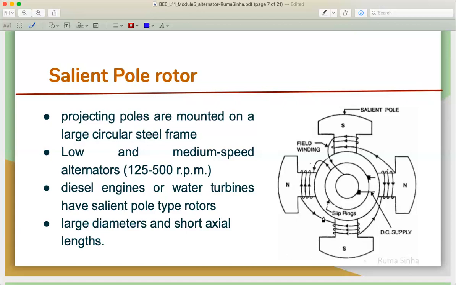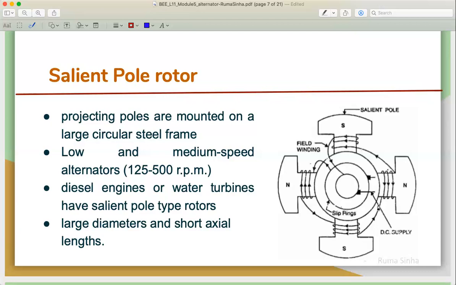This is used in diesel engines or water turbines, and large diameters and short axial length are used. This one will have a large diameter and the axial length will be short.